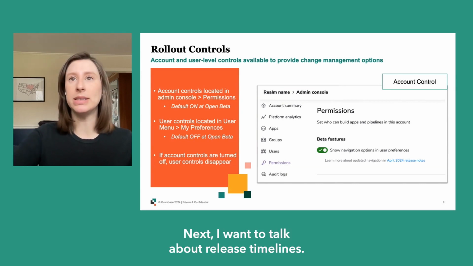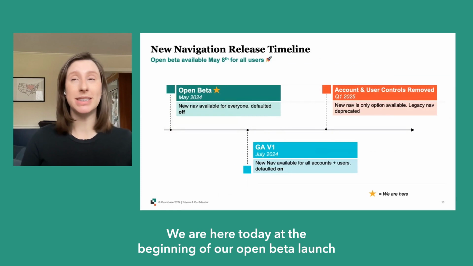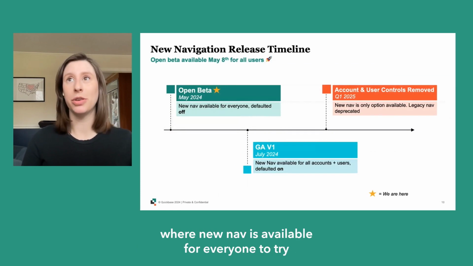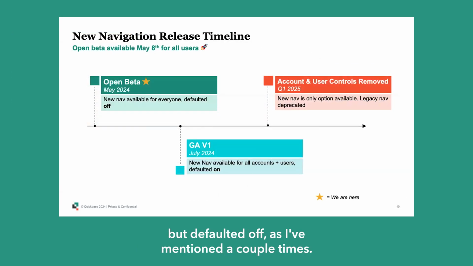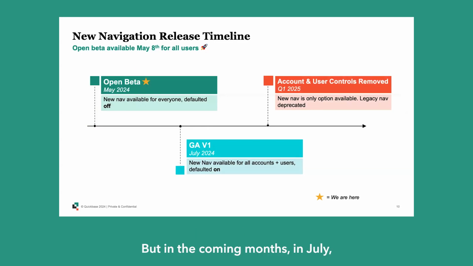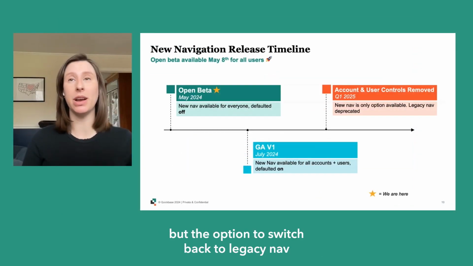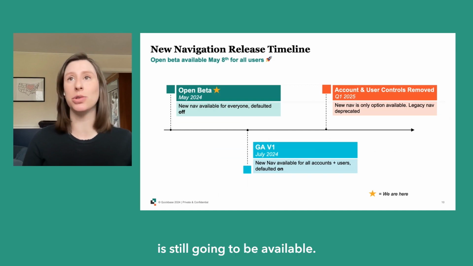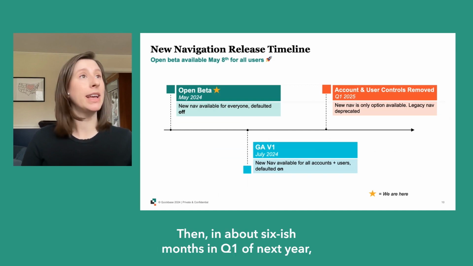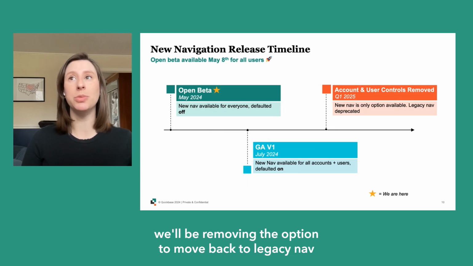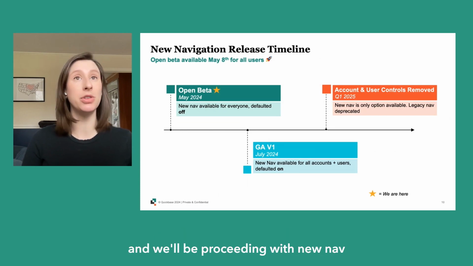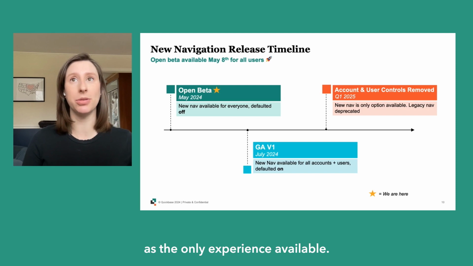Next, I want to talk about release timelines. We are here today at the beginning of our open beta launch, where new nav is available for everyone to try, but defaulted off, as I mentioned a couple times. But in the coming months, in July, we will be defaulting to on with our GA rollout. Again, that's where new nav will become the default experience, but the option to switch back to legacy nav is still going to be available. Then in about 6-ish months, in Q1 of next year, we'll be removing the option to move back to legacy nav, and we'll be proceeding with new nav as the only experience available.